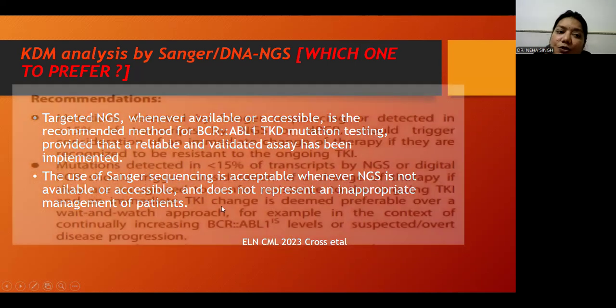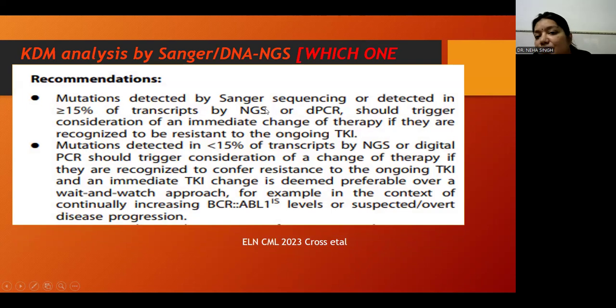The same paper goes on to say that if you are detecting mutations by Sanger sequencing, or you are detecting more than 15% of transcripts by NGS or digital droplet PCR, you should immediately go for a change of therapy if your patient is showing resistance to TKI. If the transcript levels are lower than 15%, then rather than following the wait and watch policy, you can go ahead with changing the TKI immediately if the BCR-ABL levels are persistently increased or the disease is progressing. So this is the approach one has to keep.